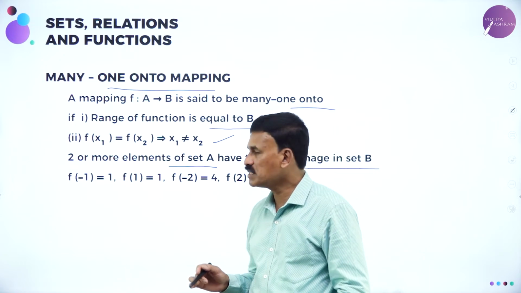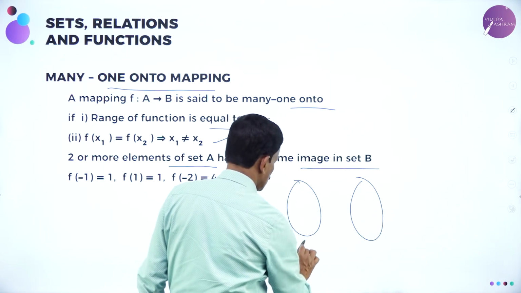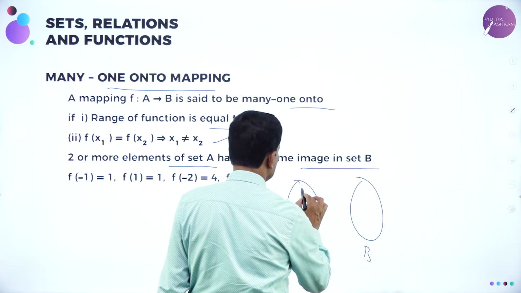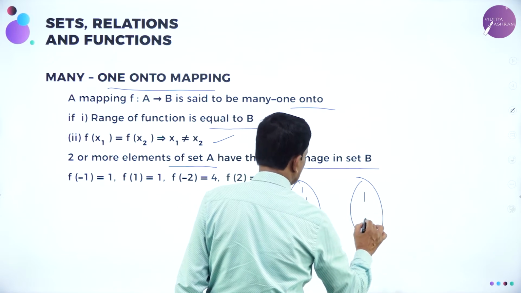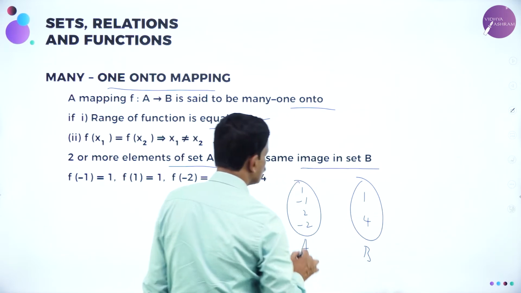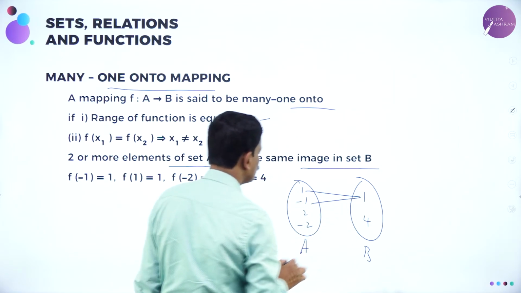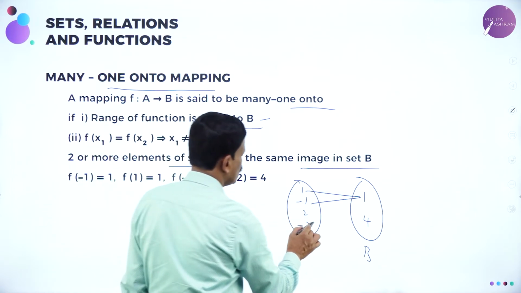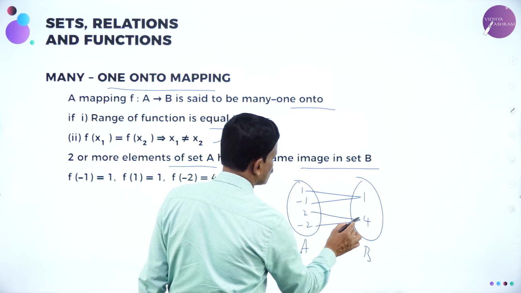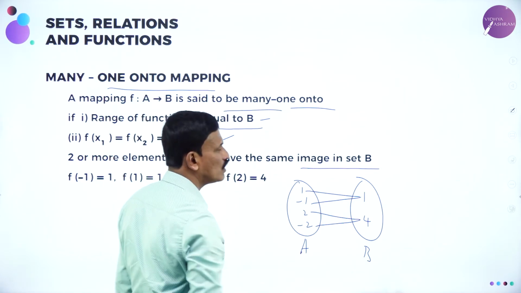See here, what are the elements we have? A contains 1, minus 1, 2, minus 2, and B contains 1 and 4. So, what is the map here? 1 to 1, minus 1 to 1, 2 to 4, minus 2 to 4. Again, f of minus 2 is 4, f of plus 2 is also 4. Right, this is an example for a many one onto function.